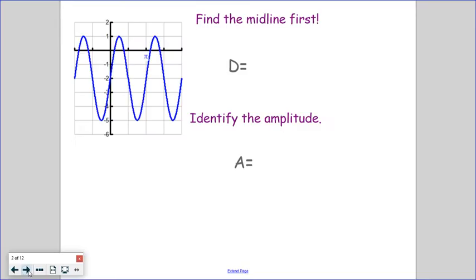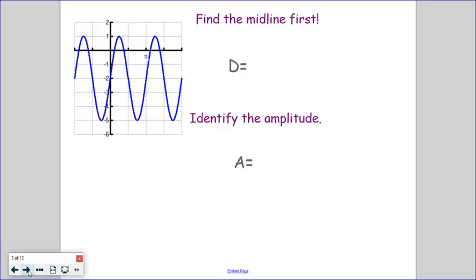Okay, so like I said, the beginning part of this is a bit of review. It hopefully should sound familiar. So how do we attack looking at a picture and writing the equation? The first thing I would say is find your midline. Where's your maximum? Where's your minimum? Where's exactly halfway between that?